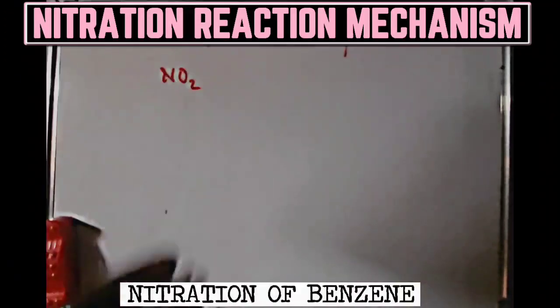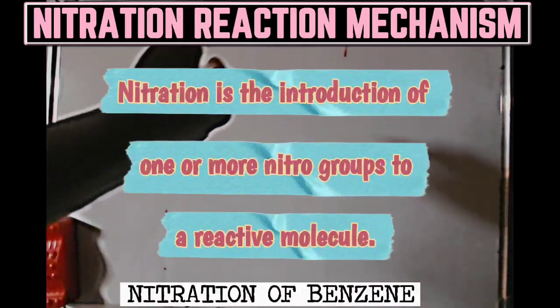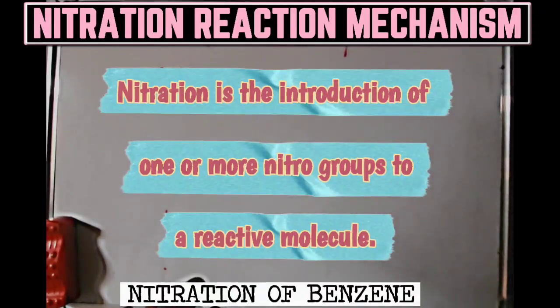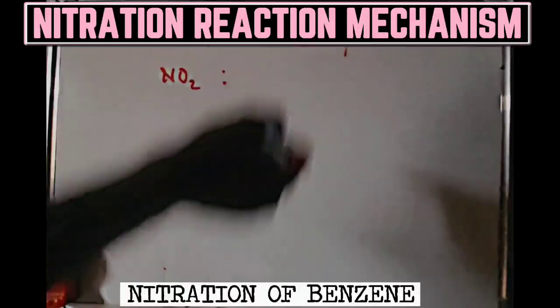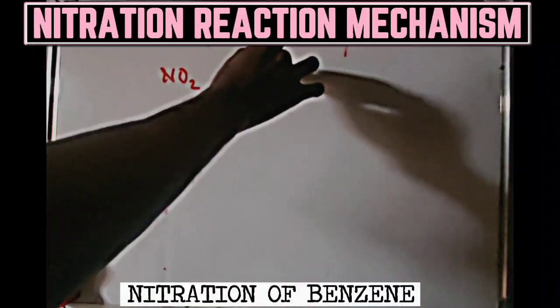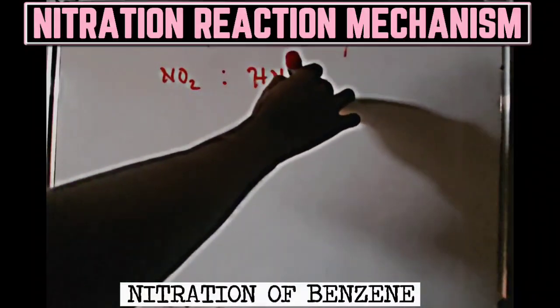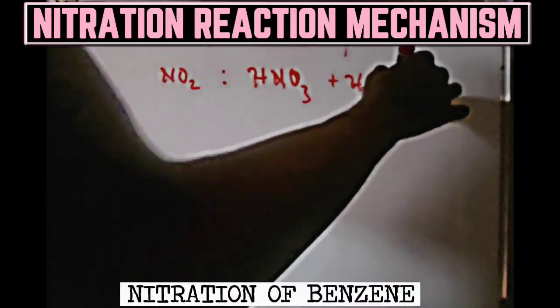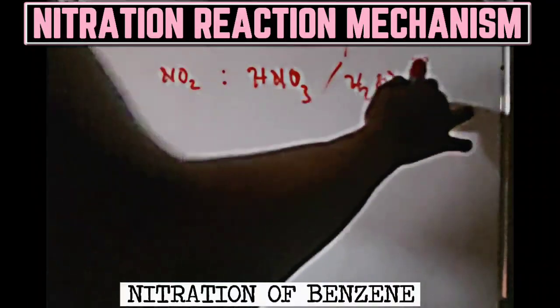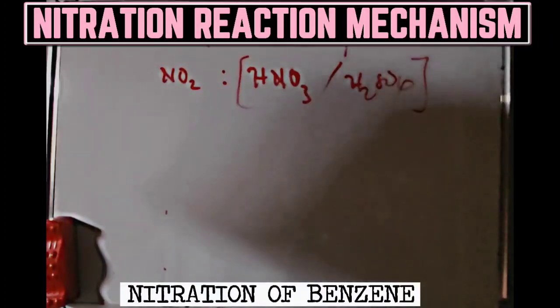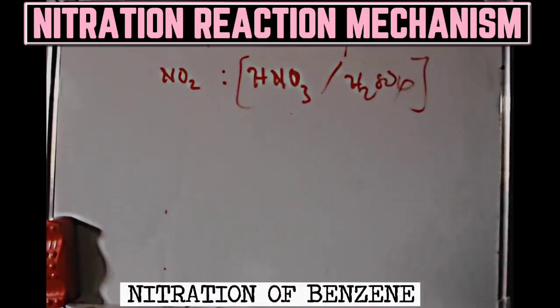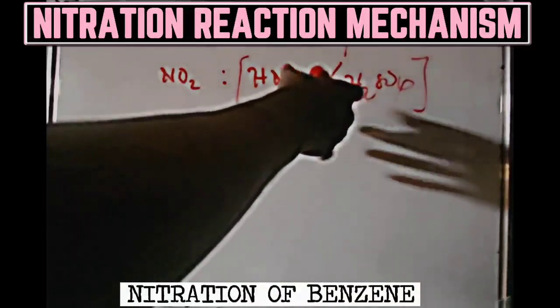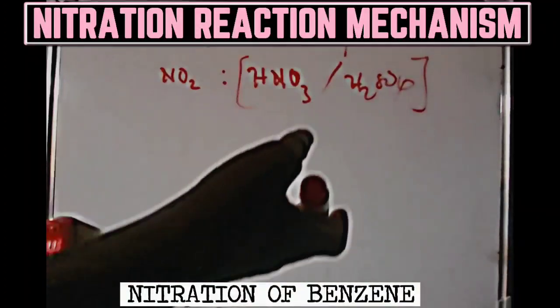So the introduction of nitro groups to a molecule, or a reacting molecule, using various nitrating agents. Usually the nitrating agent being used is a mixture of concentrated nitric acid and sulfuric acid. So a mixture of these two serves as our nitrating agent. And this can actually be done in batch or in a continuous process.